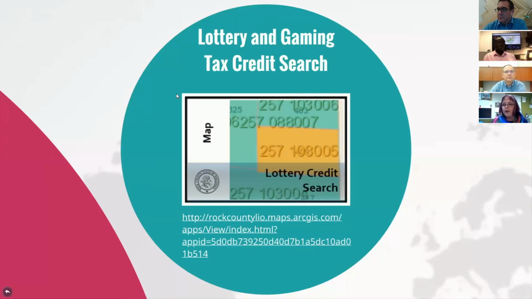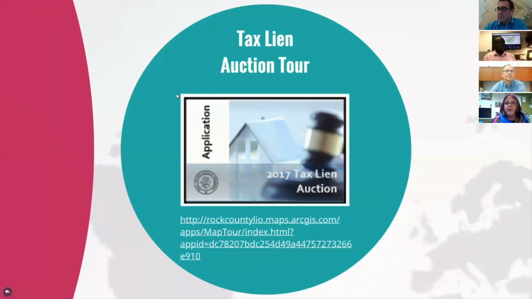So we also have the tax lien auction tour. I have been aching to figure out a way to do a story map because I think they're a beautiful way to give information out. I've got a couple of ideas, but this one seemed the easiest to implement in a short amount of time and to get the most bang for your buck.